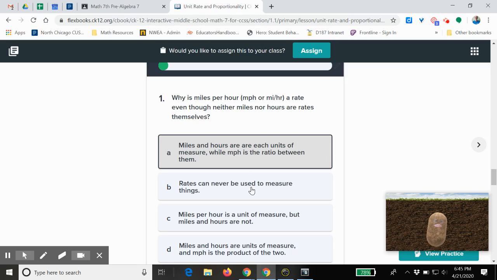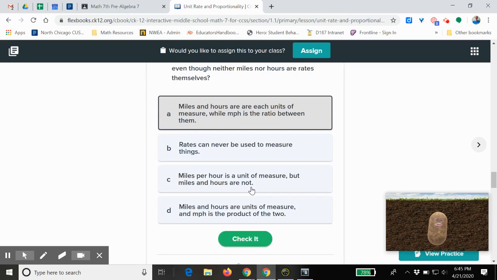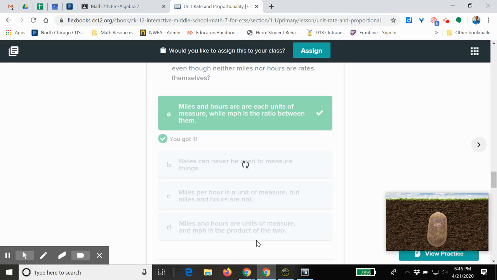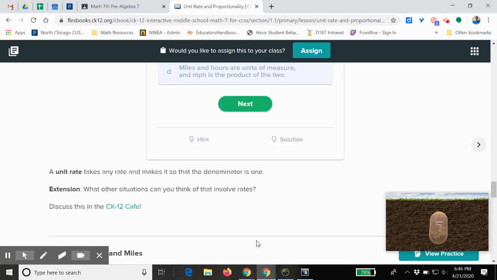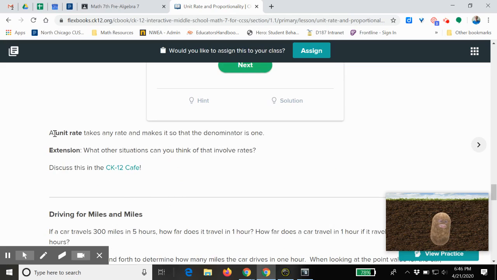Sounds good to me. Rates can never be used to measure things. No. Miles per hour is a unit of measure, but miles and hours are not. I don't know. Miles and hours are units of measure, and miles per hour is the product. Well, it's not the product because we were dividing. So I'm going with this one because it says ratio, which is what we're talking about. Yay, got it right. So you can answer the rest.